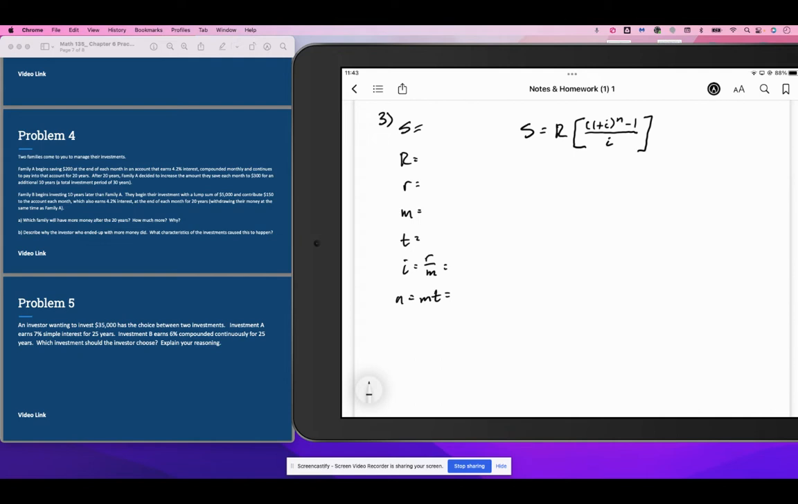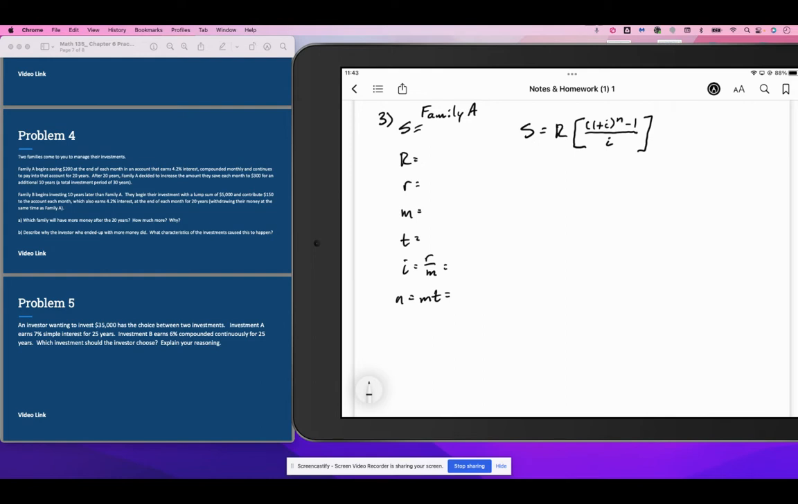So I think it's going to take this whole page to do Family A, so I'm going to label this Family A. And what we've got going here with Family A is we're actually going to have three different formulas. Family A begins putting $200 away each month. So that's an annuity. Then they change how much they're putting in each month to $300, which is a new annuity. And the old annuity becomes compound interest.